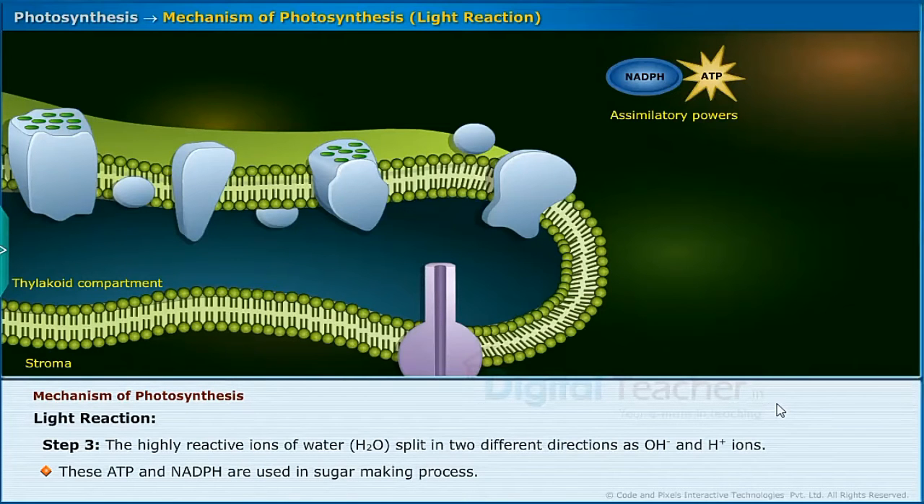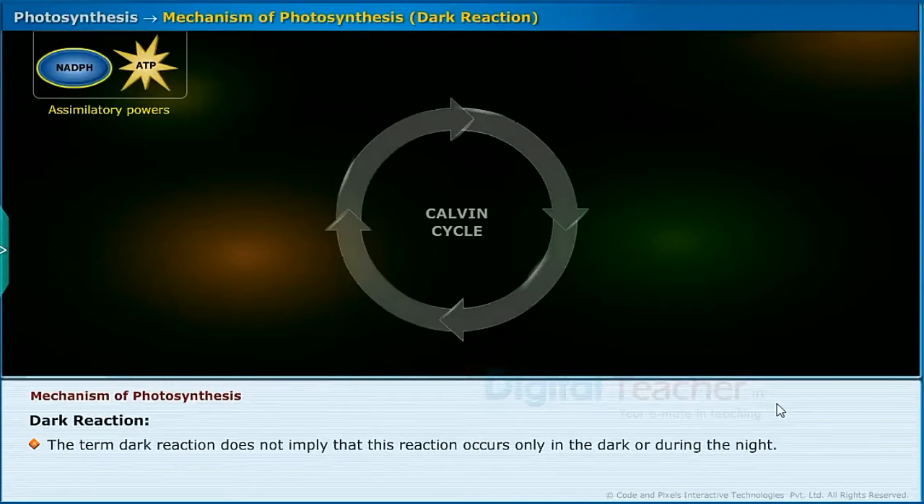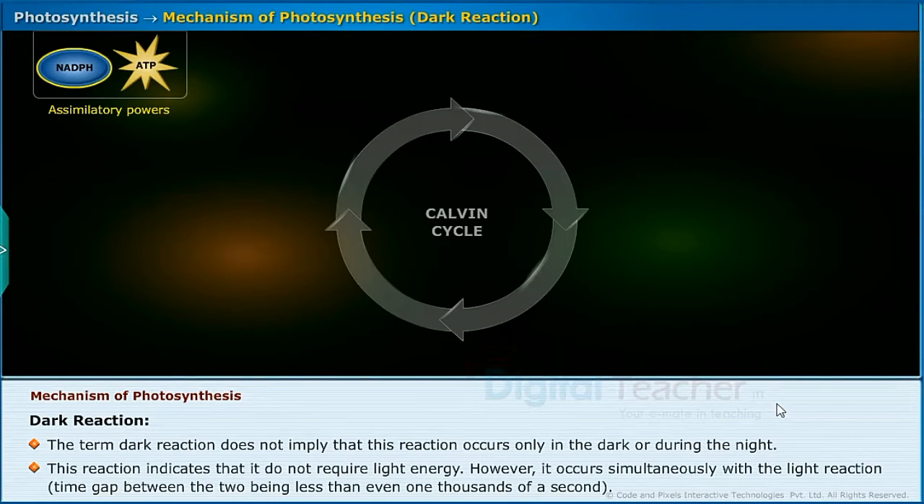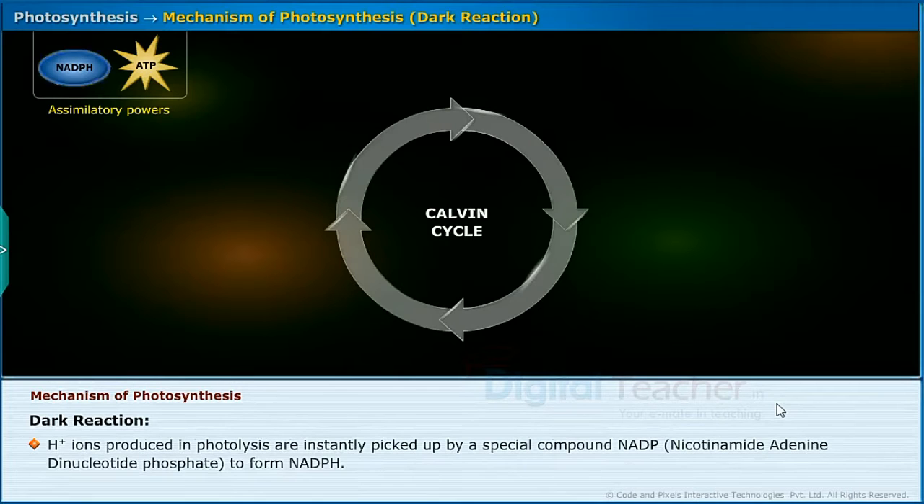Let us learn about the dark reaction. The term dark reaction does not imply that this reaction occurs only in the dark or during the night. It indicates that the reaction does not require light energy. However, it occurs simultaneously with the light reaction. Hydrogen ions produced in photolysis are instantly picked up by a special compound, NADP, to form NADPH.